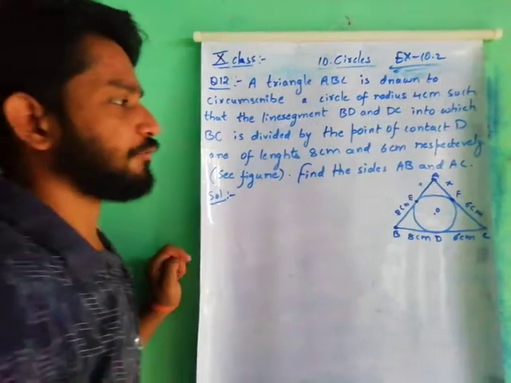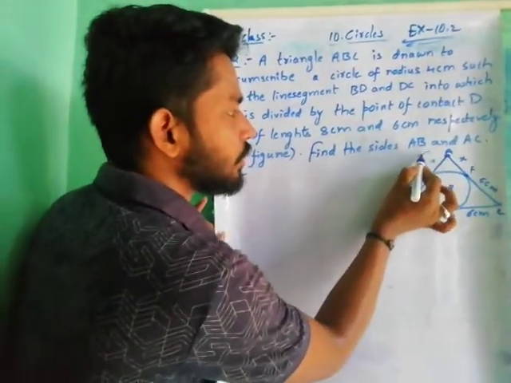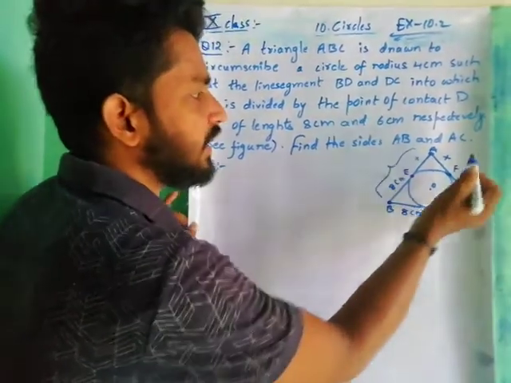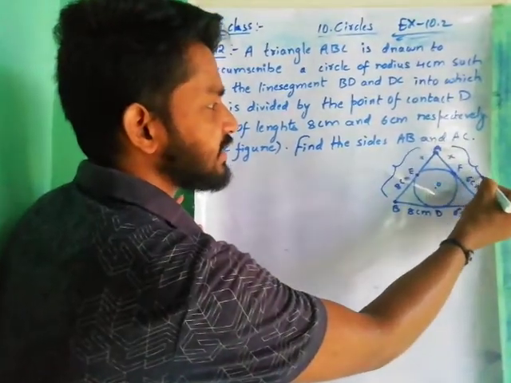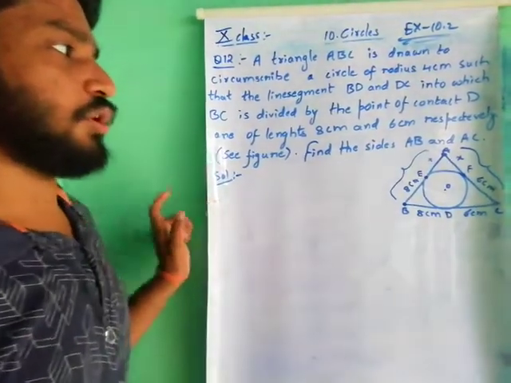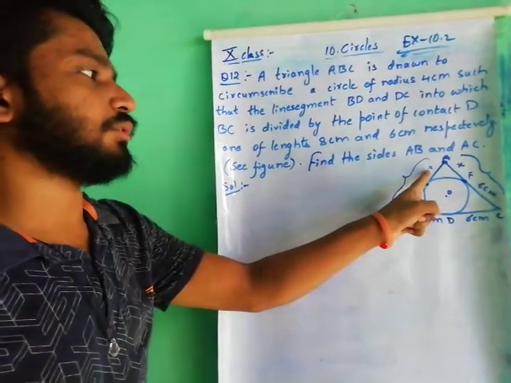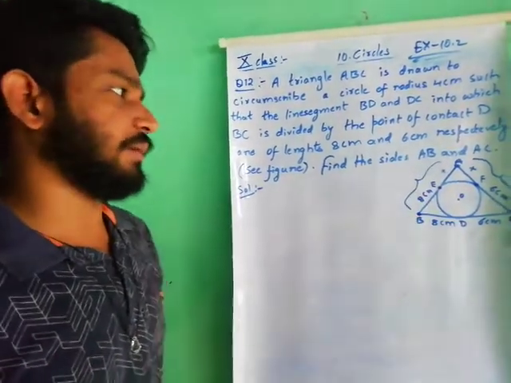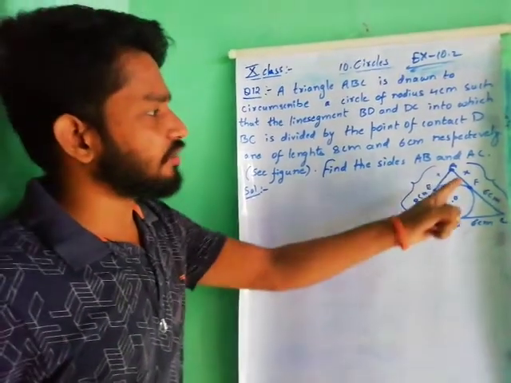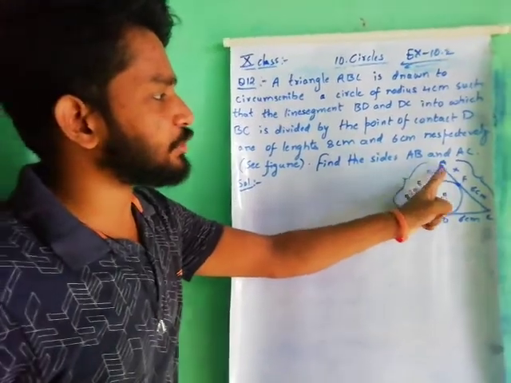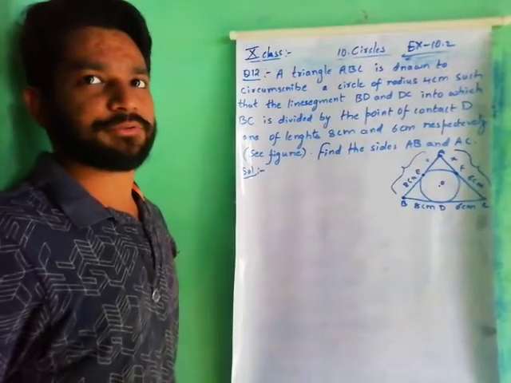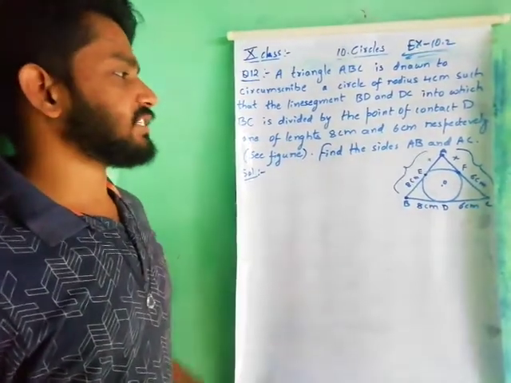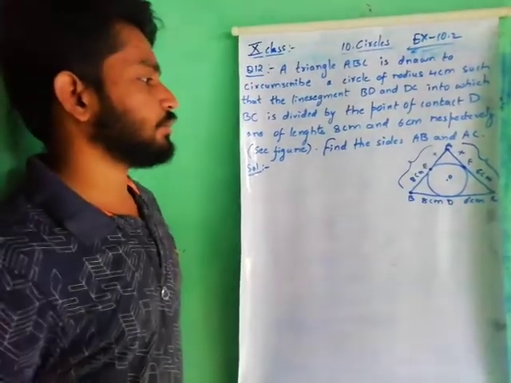Okay. So finally what do we have to find out? This total AB length and this total AC length we have to find out. So if we find the x value, then it is easy to find the AB value. In the similar way, if we find the x value, it is easy to find the AC side value. Understand? For this purpose, what do we have to do? Let's see.